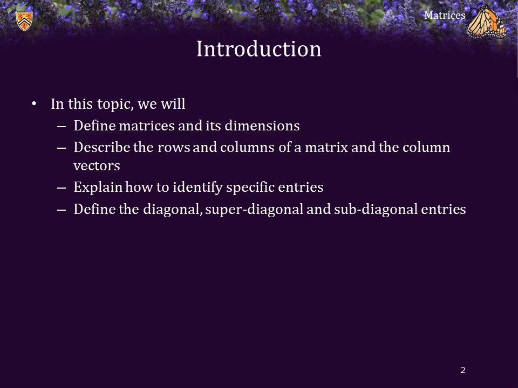In this topic, we will define matrices and the dimensions of a matrix. We will describe the rows and columns of a matrix and the corresponding column vectors. We will explain how to identify specific entries within a matrix. We will describe the zero matrix, and we will define the diagonal, superdiagonal, and subdiagonal entries of a given matrix.